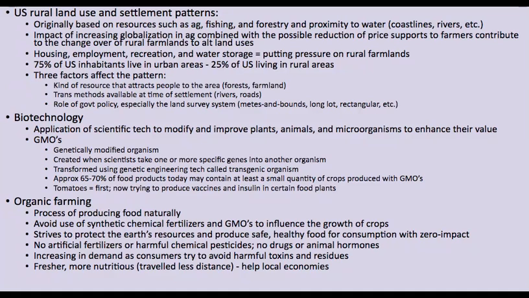And the demand on that land for other things is just decreasing that number more and more. There are three factors that affect that pattern. Again, the kind of resources that attract people to an area, transportation methods available, again, how to get there, and the role of government policy, especially the land survey system. So how is it that the land is being chopped up into pieces, and what is being designated as agriculture versus residential versus so on and so forth down the line, right?